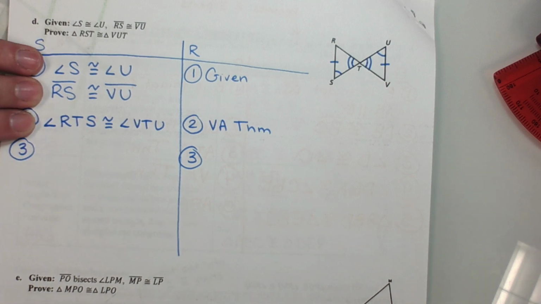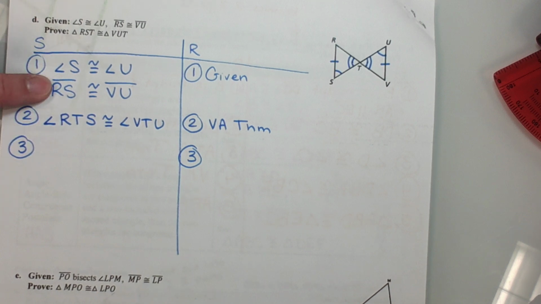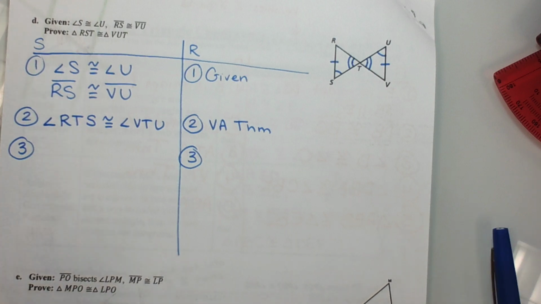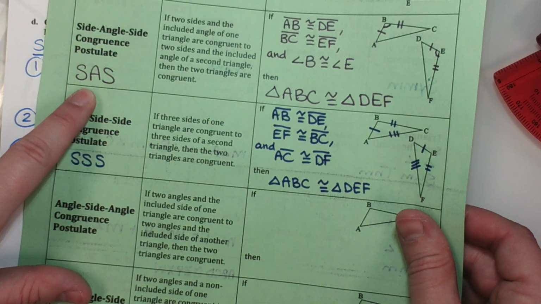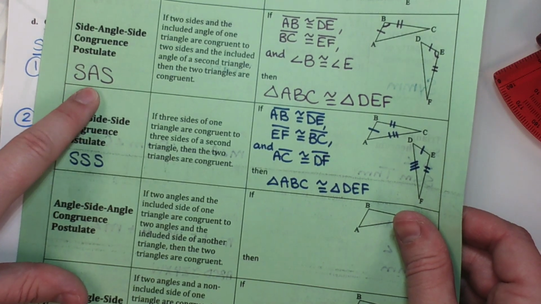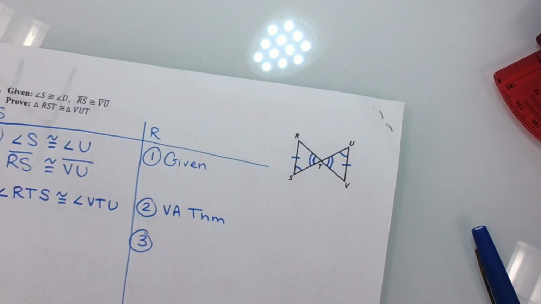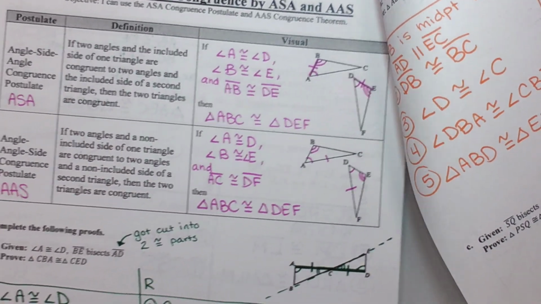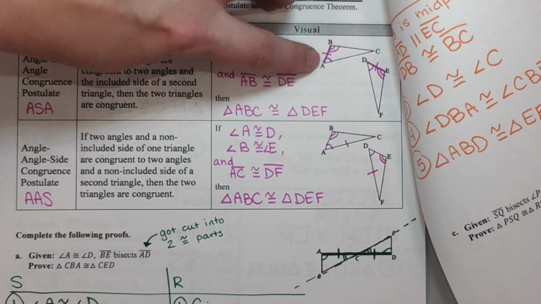How many sides? How many angles? I see 2 angles and 1 side. If it's 2 angles and 1 side, could it be that one? No, look at the letters. 2 sides, 1 angle. Not what I want. 3 sides, not what I want. 2 angles and a side, 2 angles and a side.